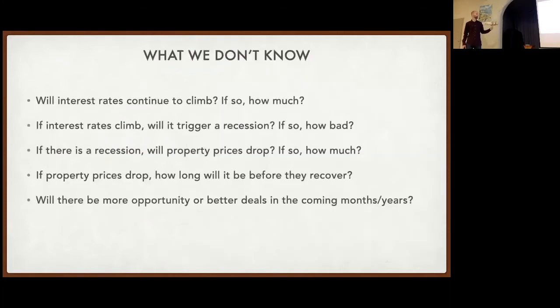So, things we don't know. If interest rates are going to continue to climb, and if they are, how much are they going to climb? I have people saying that they're going to stop it now. If they increase it anymore, there's going to be a recession. The whole reason they started printing all the money they have for the last 2 years was to prevent a recession. If they jack interest rates to 3 or 4 or 5% right now, we could be in for that recession that they've been trying for 2 years to avoid.